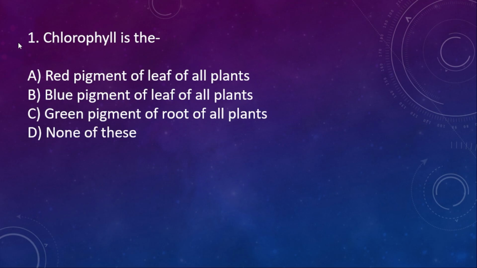Chlorophyll is the: option A, red pigment of leaf of all plants; B, blue pigment of leaf of all plants; C, green pigment of root of all plants; and D, none of these. So here the answer is D, none of these.